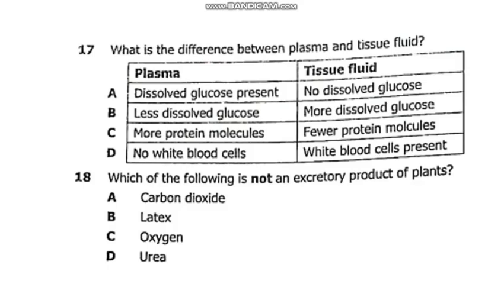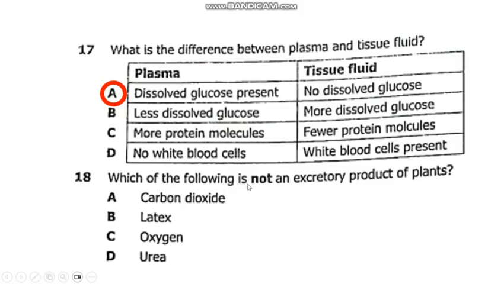So we understand that when you look at the plasma, the dissolved glucose is present because it carries the nutrients, which are absorbed from the small intestines and transported to the tissue fluids. Now, in the tissue fluids, they are going to use up all the glucose, that's why there will be no dissolved glucose. So the correct answer here is A. Plasma has dissolved glucose present, and the tissue fluid has no dissolved glucose. So we come to question 18.